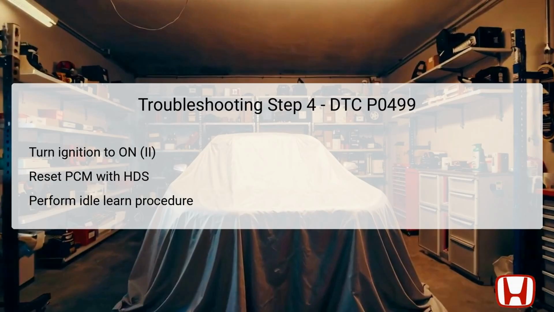To initiate the fourth step of troubleshooting, once again, turn the ignition switch to the on position. Following this, reset the PCM using the HDS. This reset is crucial as it can clear any errant memory issues the module may have, allowing it to relearn optimal settings based on current engine conditions.